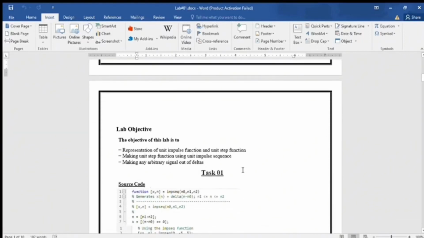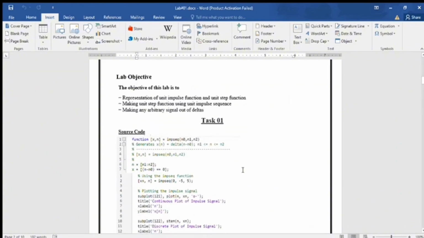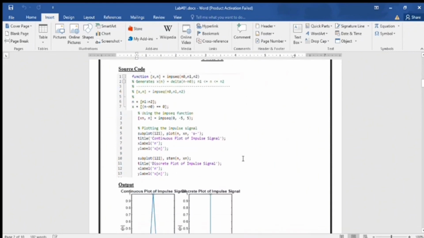Today we are going to do the third lab of digital signal processing. Our instructor is Dr. Mohammed Jameel. The objectives of the labs are representation of unit impulse function and unit step function, making unit step function using unit impulse sequence, making any arbitrary signal out of deltas.